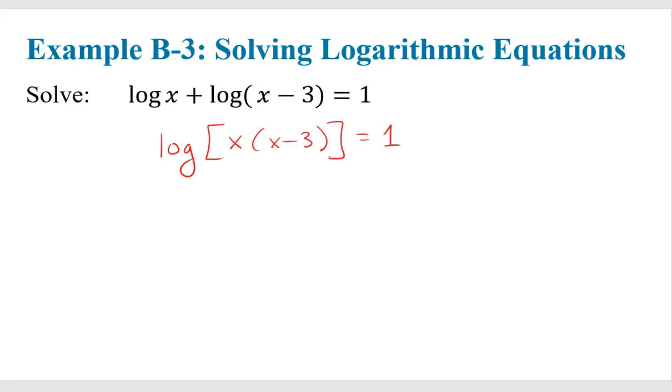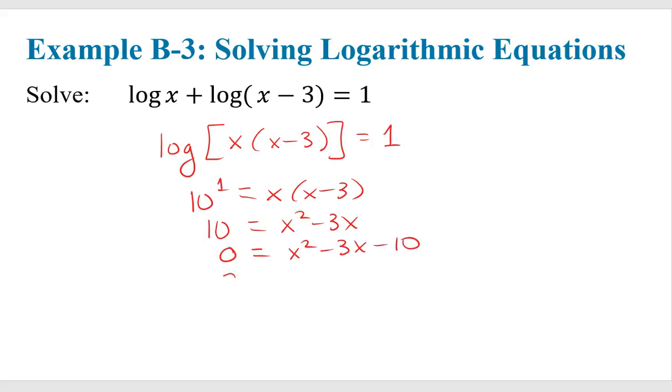So again, that was that product rule when we were condensing our logarithm. And now that I've got the logarithm by itself, now I can change it to exponential form. So again, this is a common log, so this is base 10. So 10 to the first power equals x times x minus 3. So that is 10 equals x squared minus 3x. So that is a quadratic. So I'm going to get everything on one side and set it equal to 0.